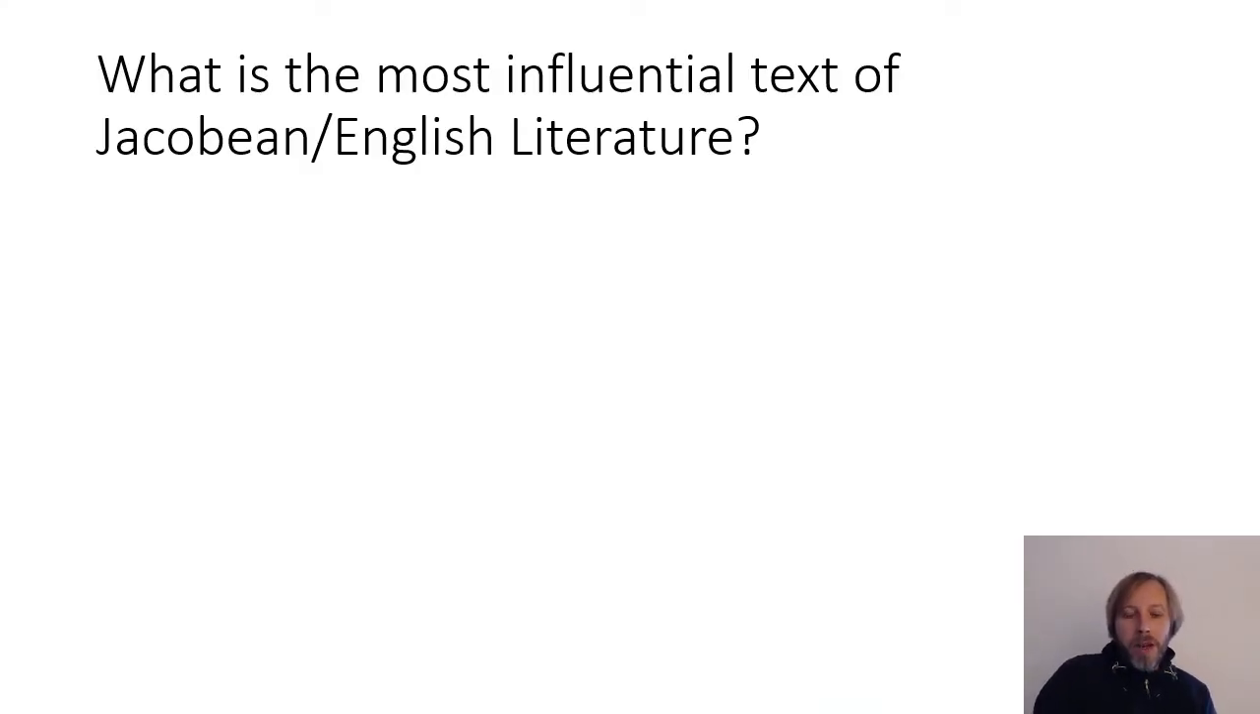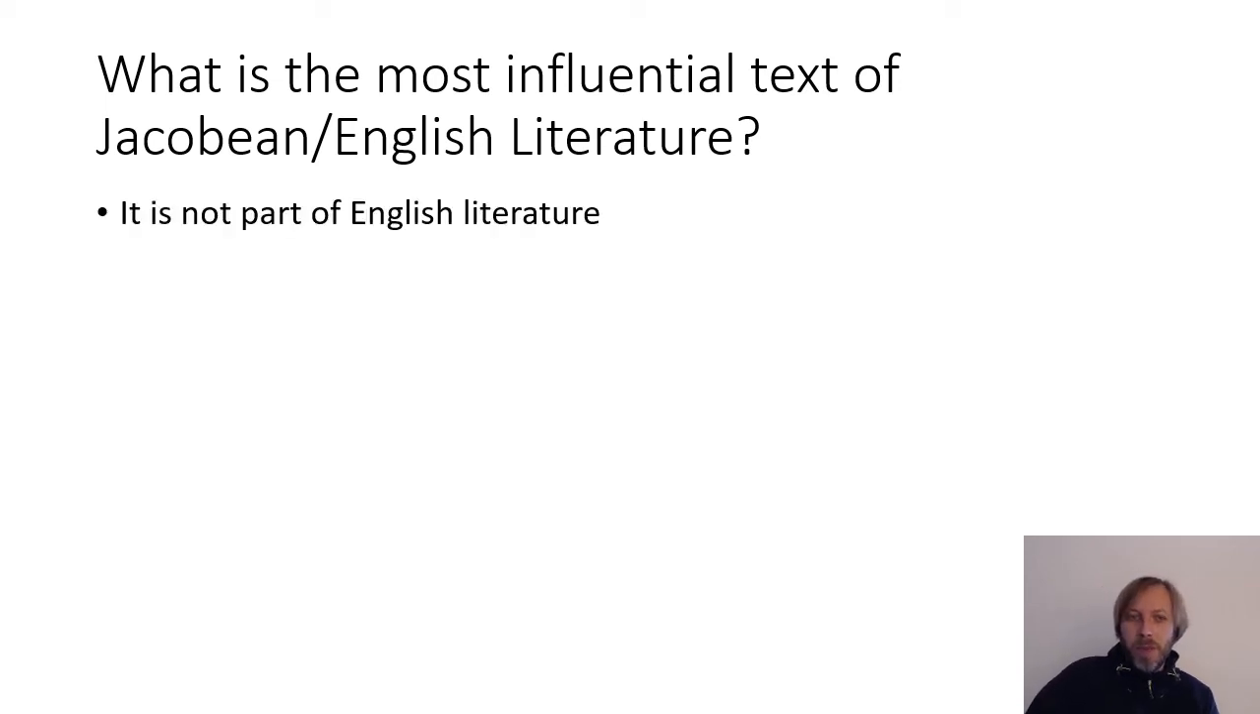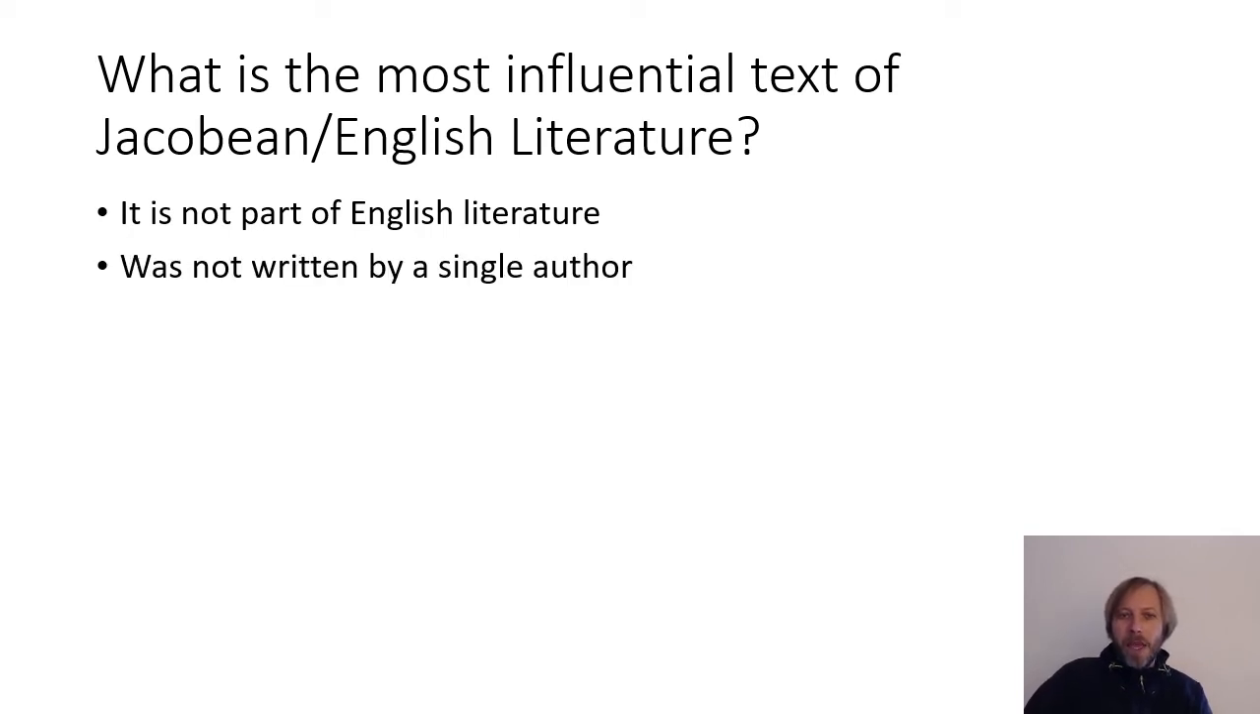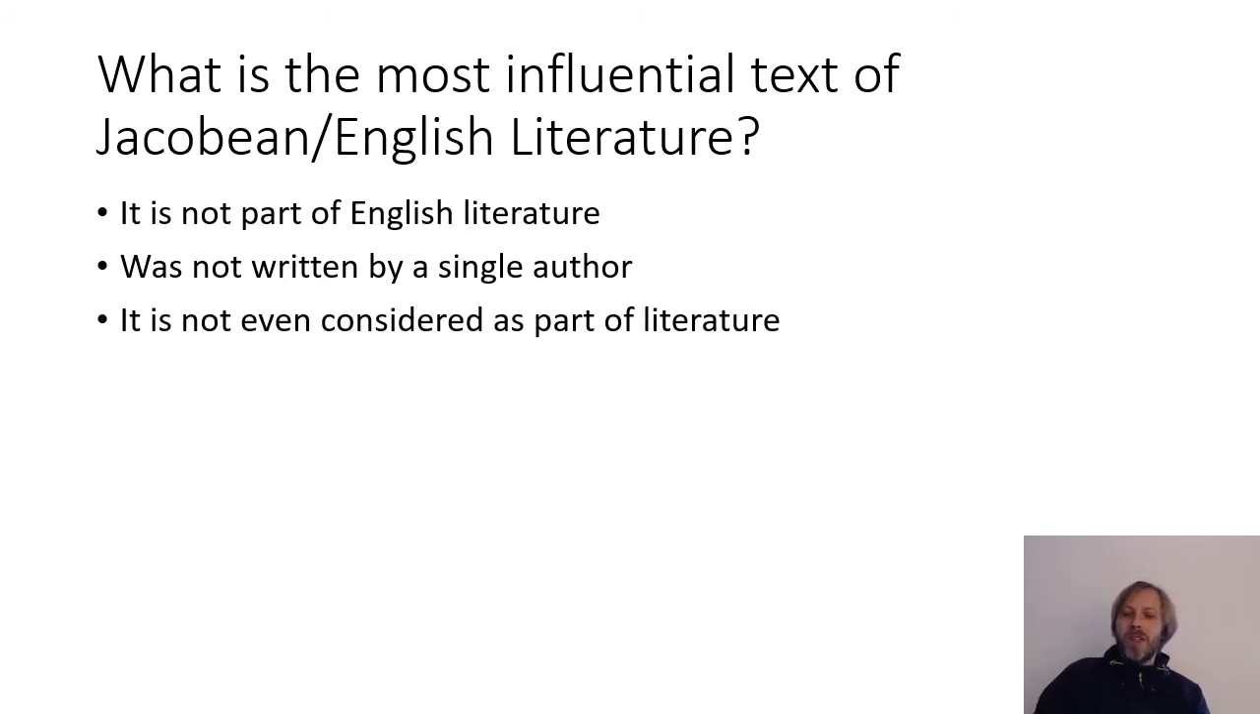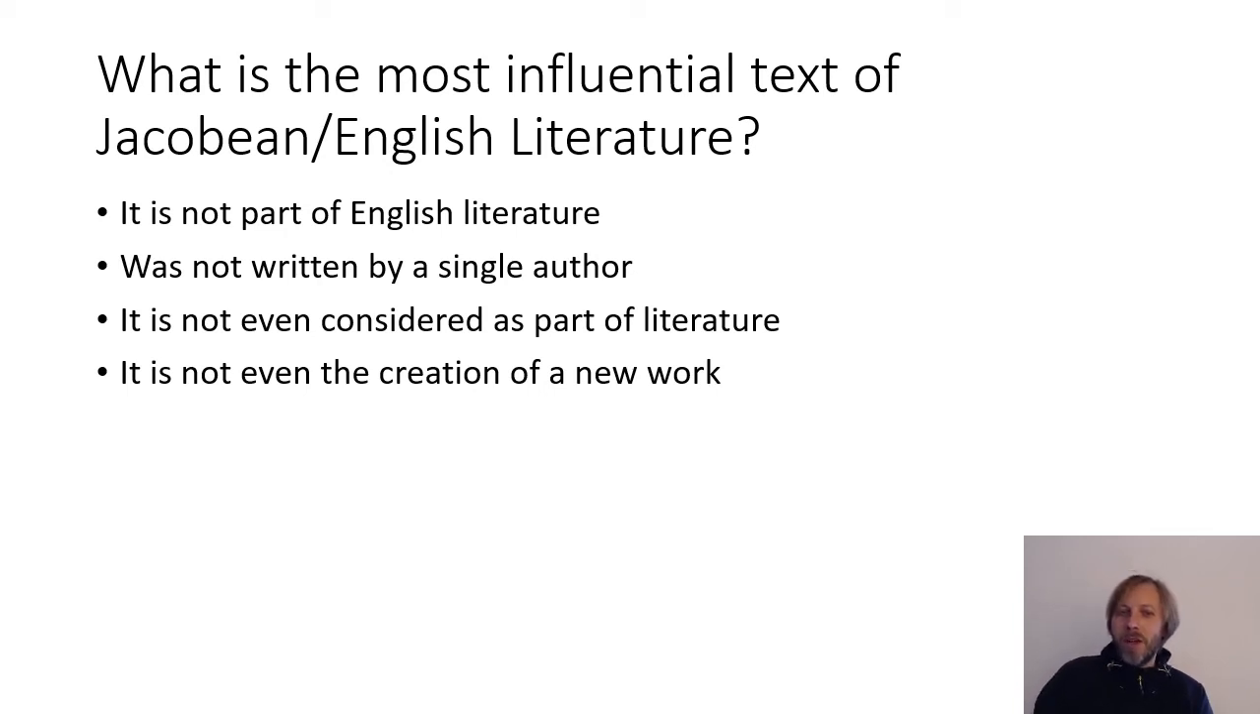And before we come to the end of the early modern stage, here's a question for you. What is the most influential text of Jacobean or maybe even English literature? And I give you a few hints, because it is not part of English literature. In fact, it wasn't written by a single author. It's not even considered as part of literature. And it's not even the creation of a new work. So what can that be? I give you the answer on the next slide.